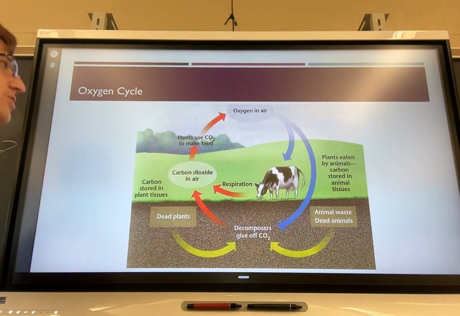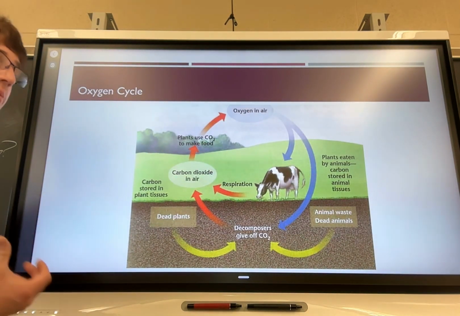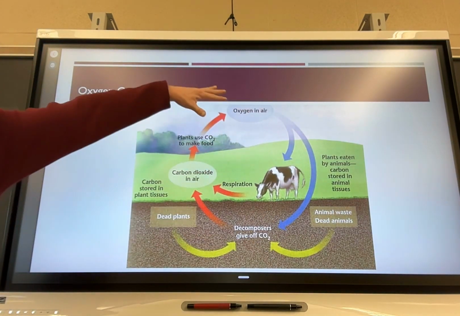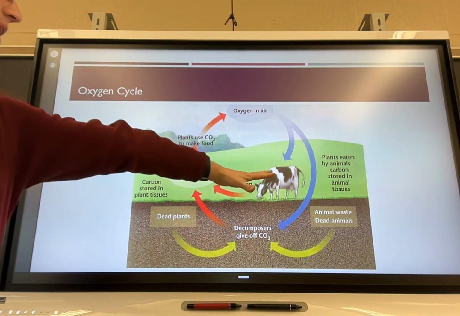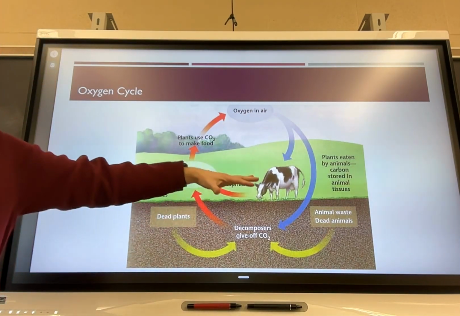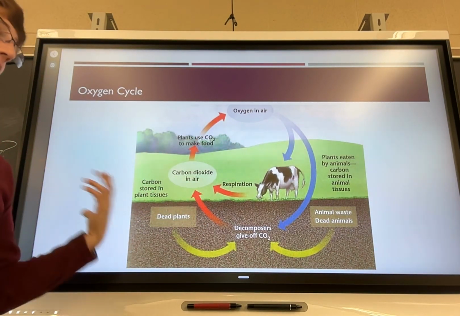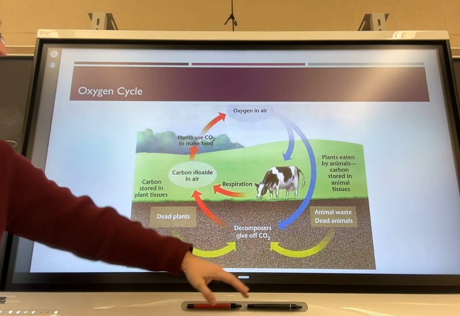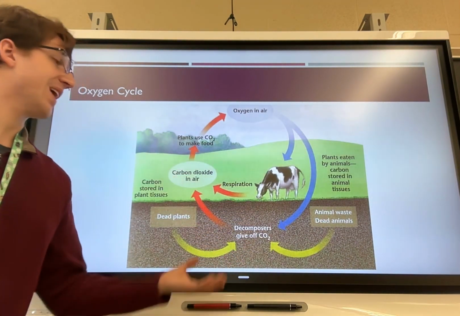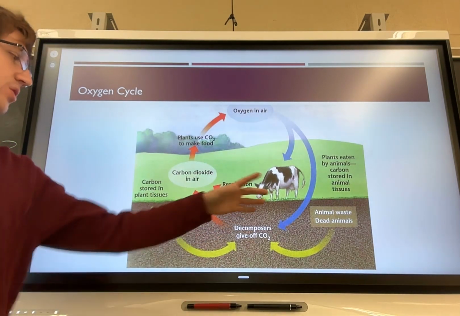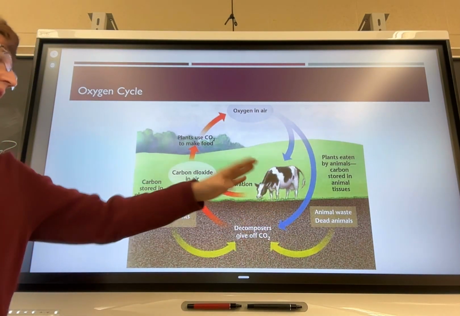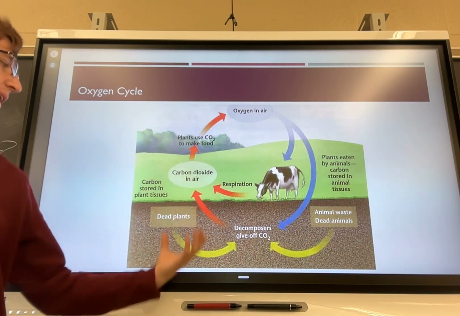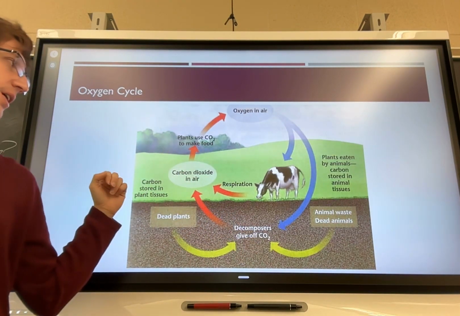The next one, the oxygen cycle. Again, just like the carbon cycle, we are moving oxygen throughout the environment. We have oxygen in the air, it gets absorbed by organisms. Those organisms can either use it for cellular respiration to produce carbon dioxide, or it can be absorbed and the organisms could die. So the oxygen and the carbon dioxide go into the soil. From there, it can be released back into the air as carbon dioxide.